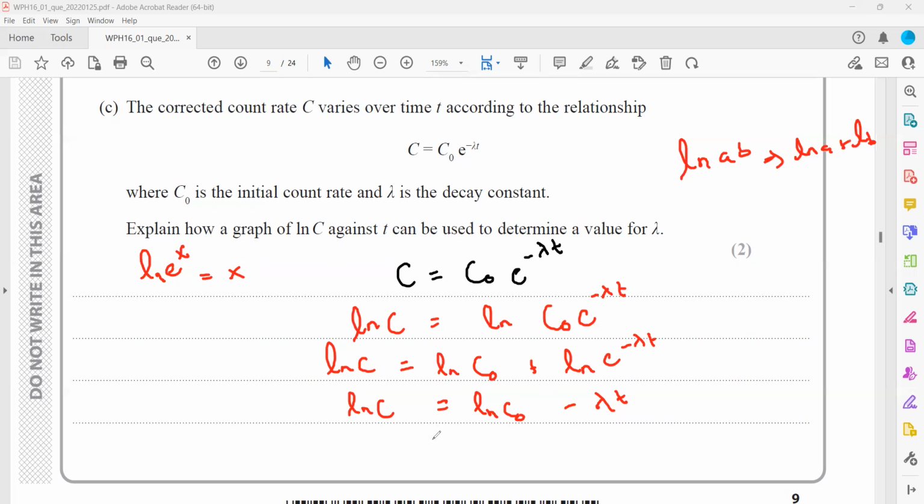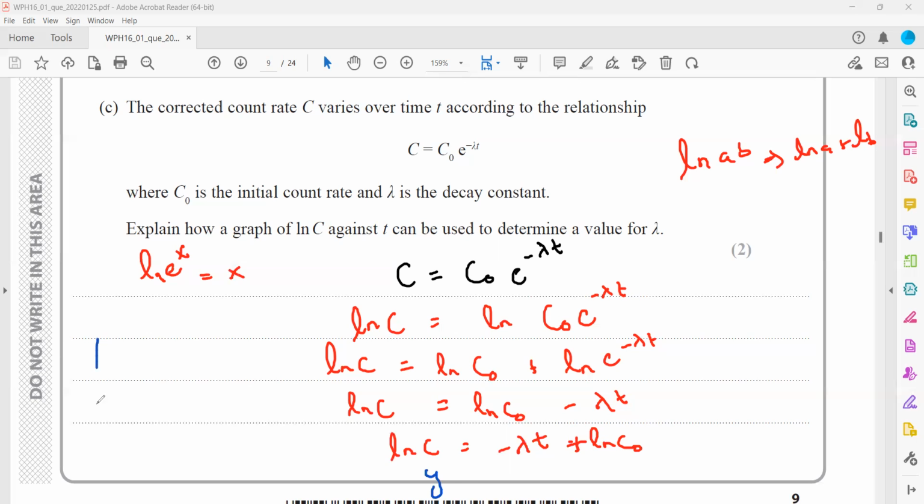If I rearrange the equation, I can say ln C equals minus lambda t plus ln C naught. Or I can also say ln C equals minus lambda t, and I can now compare with the equation of a straight line, y equals mx plus c.